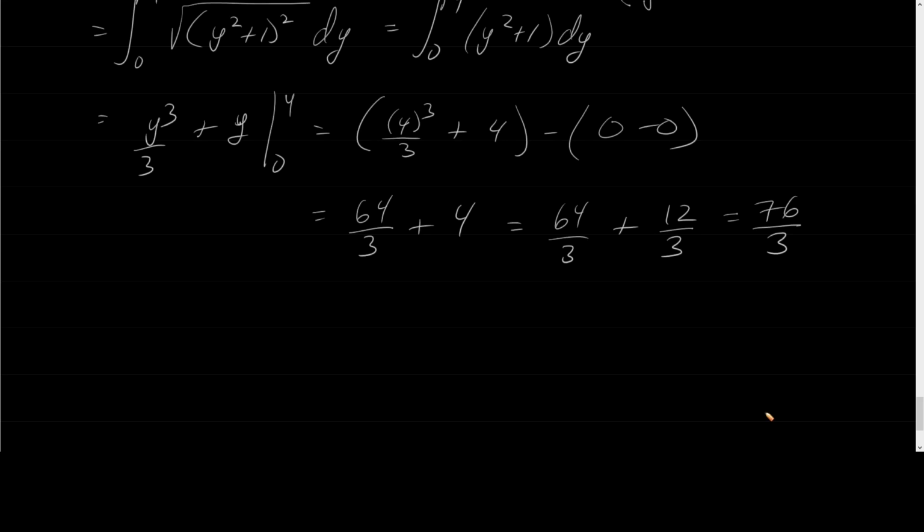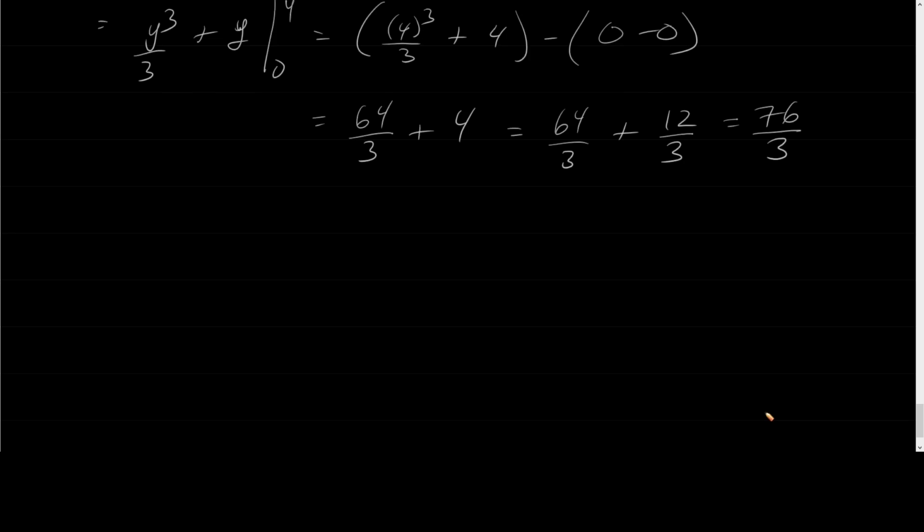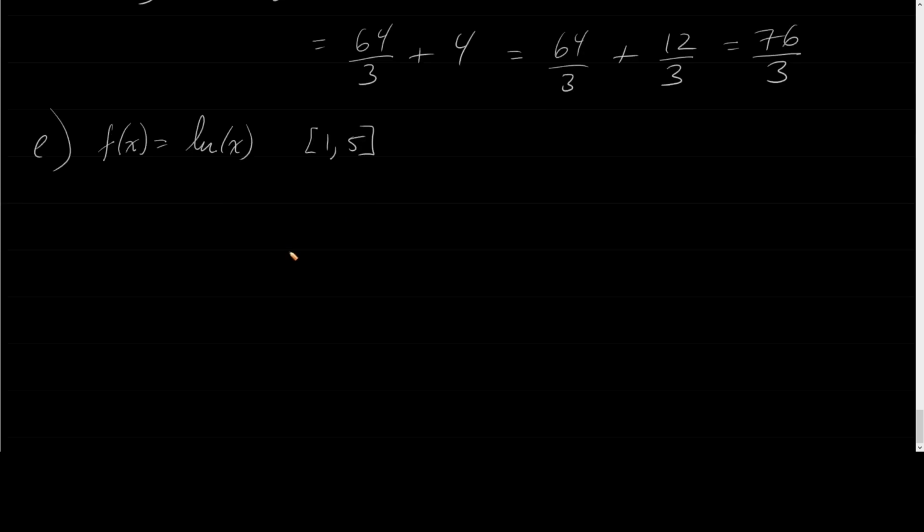Let's kick it up a notch though. Let's say that I have f of x being ln of x, and here we're gonna go from the interval from 1 to 5. All right. And again, we're looking there for the arc length along that. So, well, what's f prime of x? F prime of x is 1 over x.